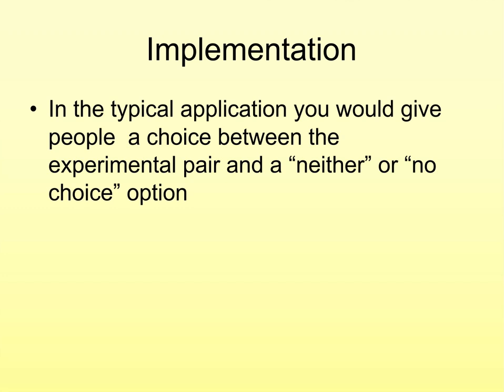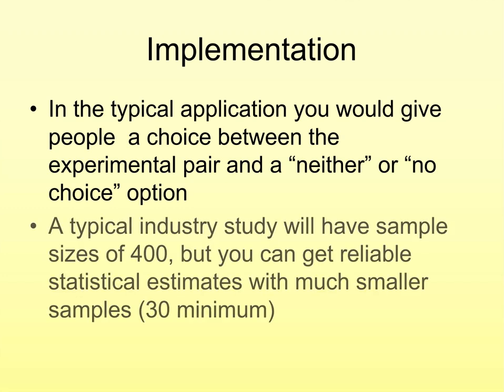The other thing is a question always comes up as to how many respondents you need. There's no hard and fast rule on that, but in a typical industry application, you're going to have sample sizes of about 400. But one of the nice features about the design is that, given that in principle you could estimate a choice model for each person in the study, you could get a reliable statistical estimate with much smaller samples, for example, as small as 30. Of course, the degree to which you can generalize from that small sample is a different question. But statistically, you can certainly estimate the models.